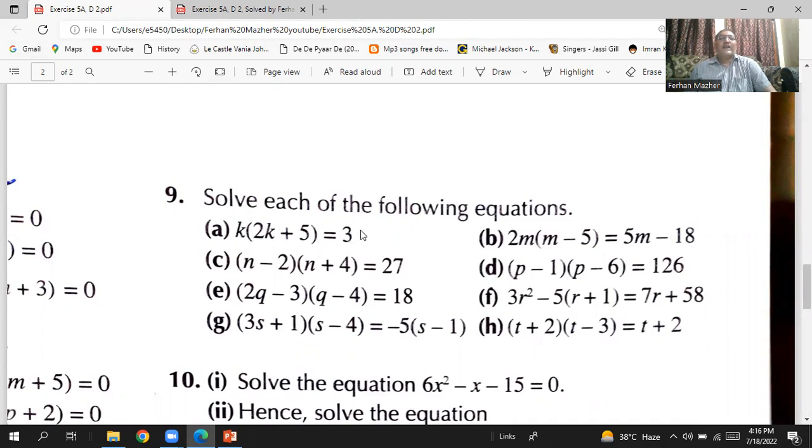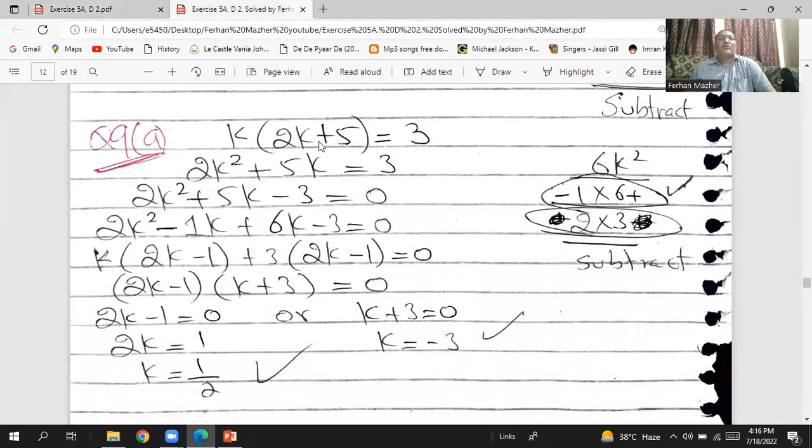So here we don't have 0, okay? Because you don't have 0, first of all, you will have to open it. So that k will multiply with that bracket. So the k multiplied with that bracket will become 2k square plus 5k equals to 3. So take that 3 to the other side. So you will have 2k square plus 5k minus 3 equals to 0.